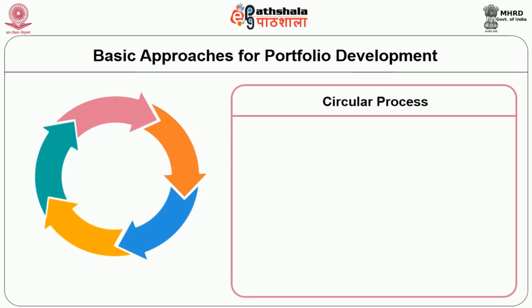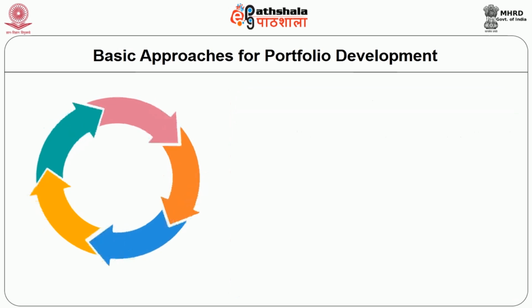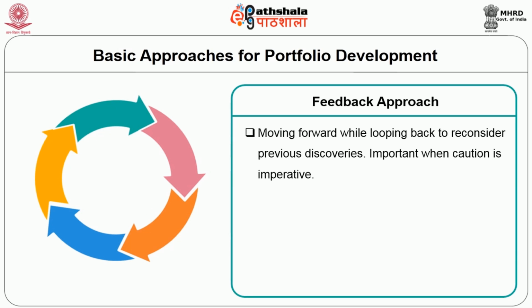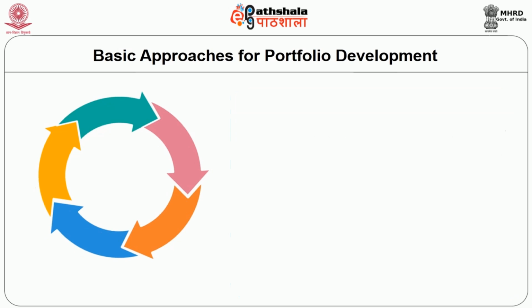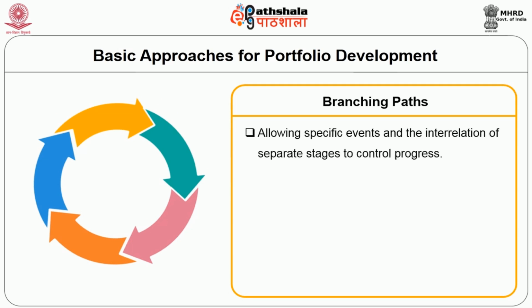The circular process. This starts at any stage and advances to the others in turn. Ideal for lengthy projects like college programs, summer jobs, contracts, etc. Feedback approach. This moves forward while looping behind or back to consider previous discoveries, important when caution is imperative. The branching paths. This allows specific events and the interrelation of separate stages to control progress.